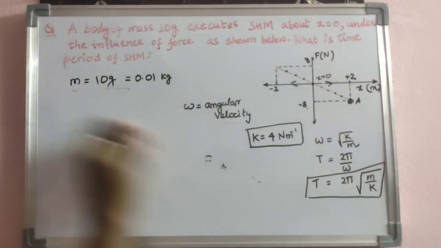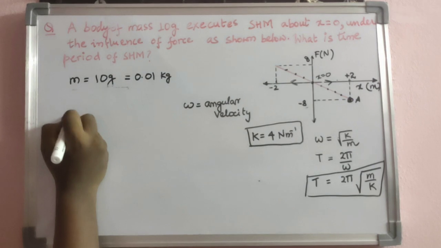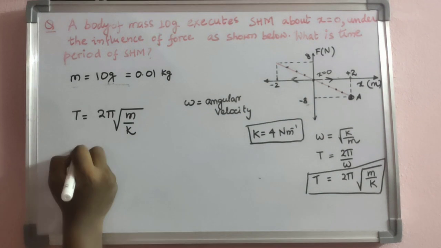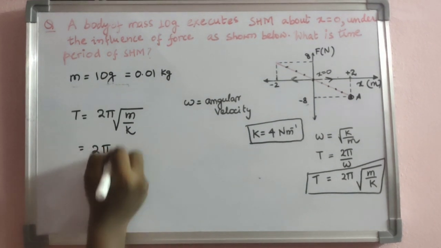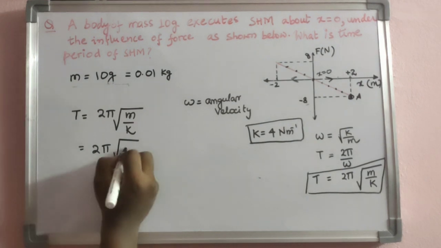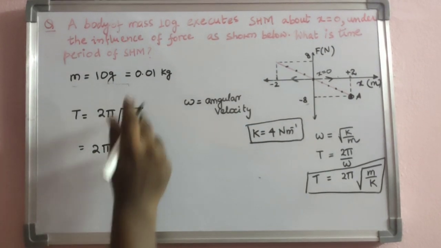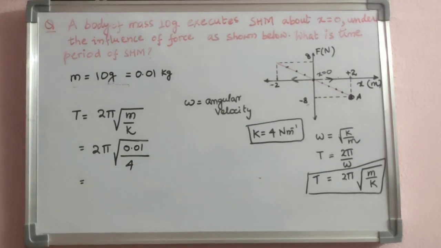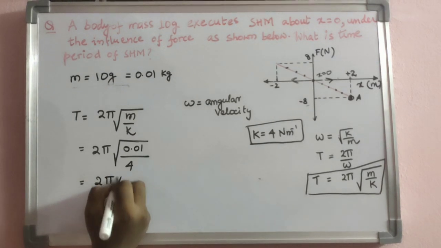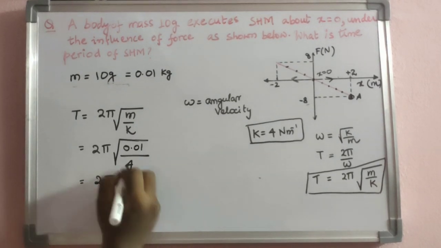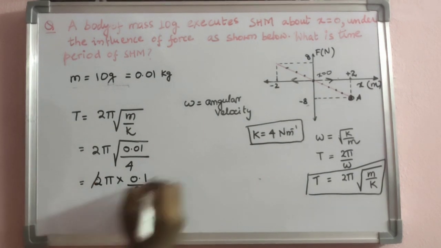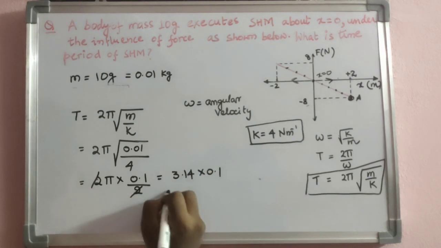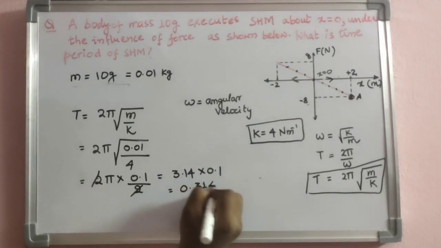Now let us find the time period. T is equal to 2 pi under root m by k. So 2 pi under root of m, which is 0.01, divided by k, which is 4. Under root of 0.01 is 0.1, and under root of 4 is 2. So this cancels out, and with pi as 3.14, we get 3.14 into 0.1, which is 0.314 seconds.